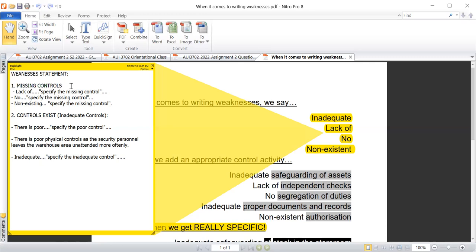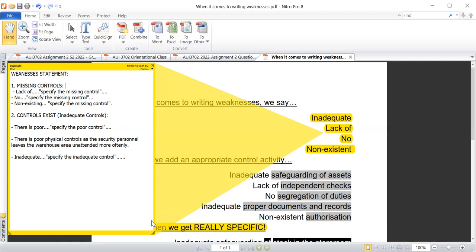What are those terms? What are those phrases that they are looking for, which indicate that, okay, here the controls are not existing? When they see words like lack of, when they see words like not, then you mention the control activity that is not existing. Same thing with non-existent, and you mention the control activity that is non-existent. Let me give you guys just a quick example so that you can see how all these things fit in.